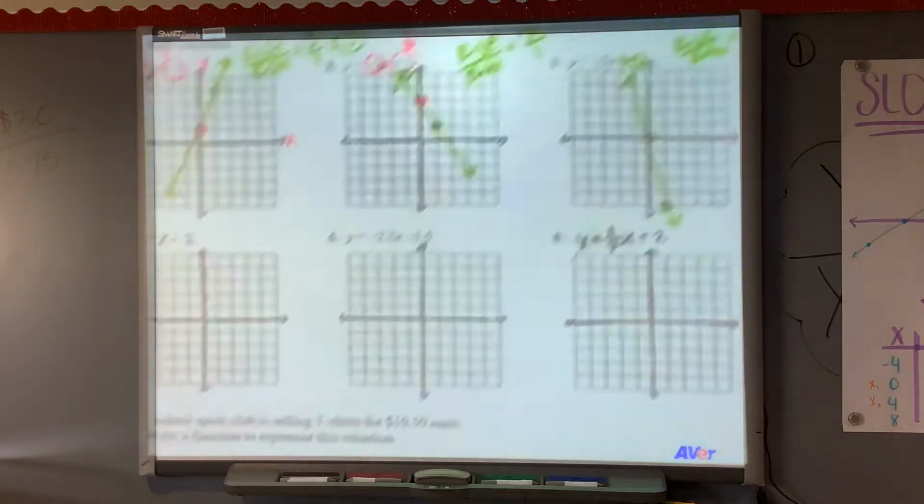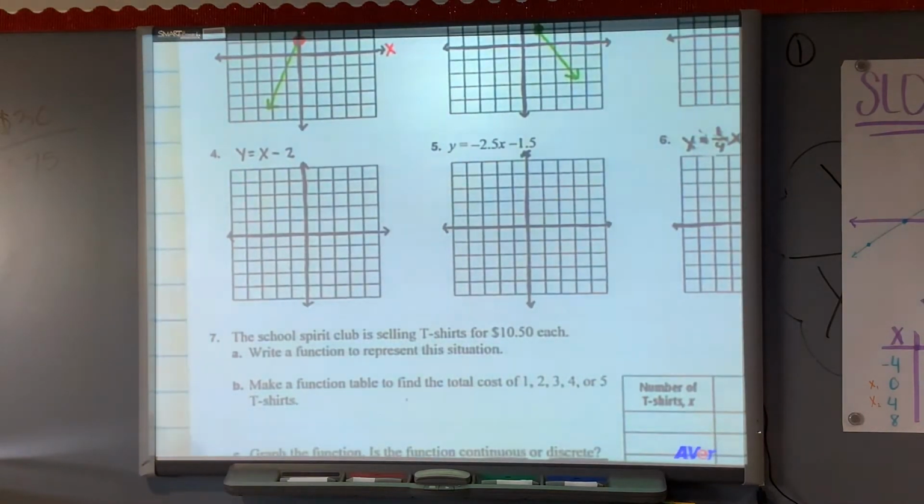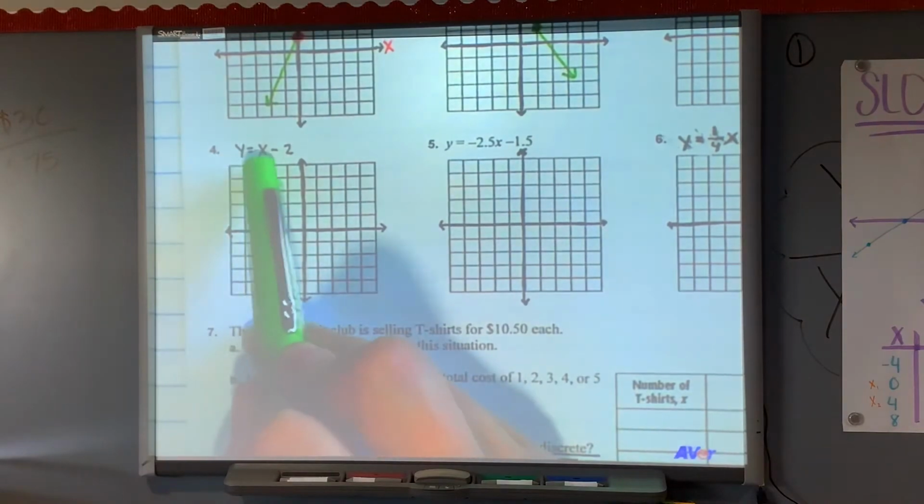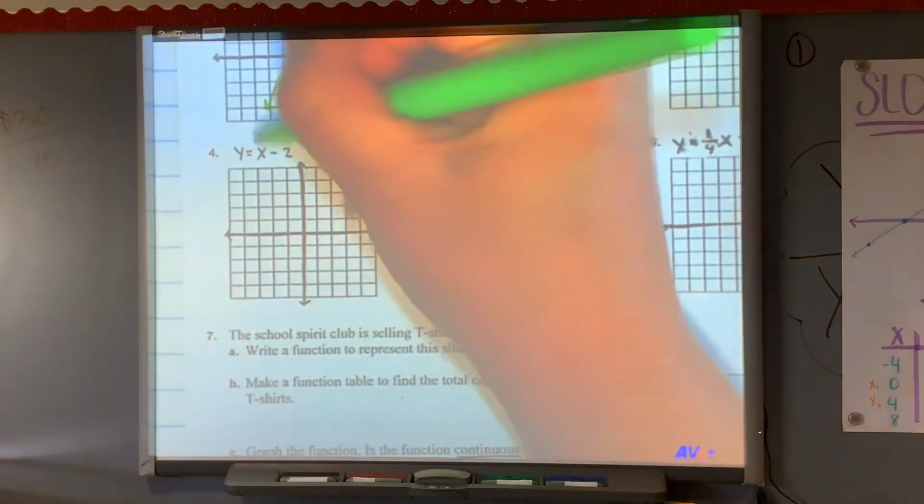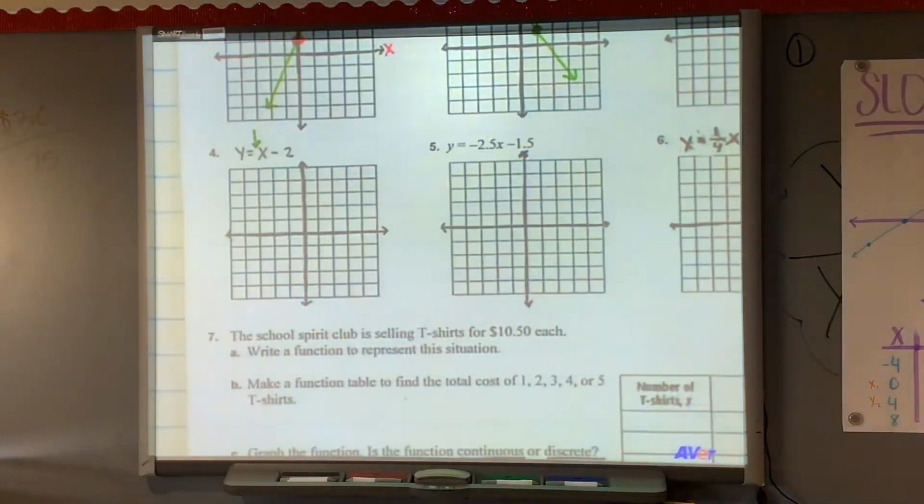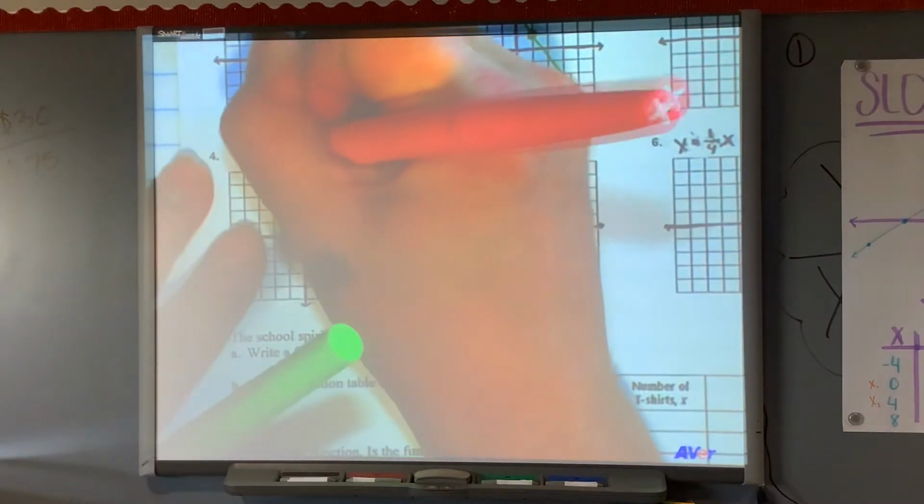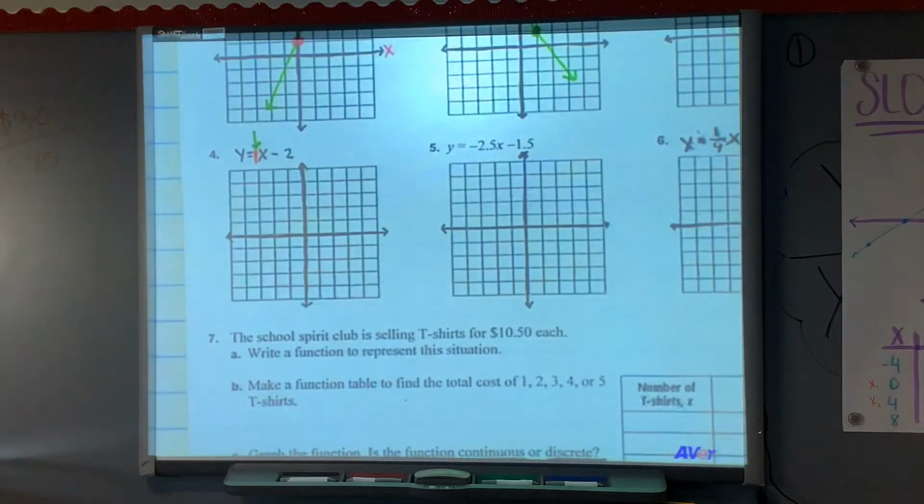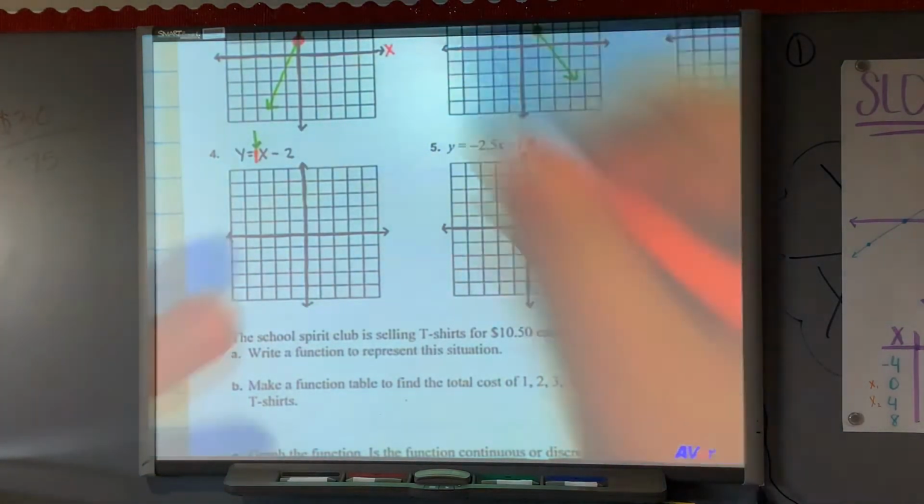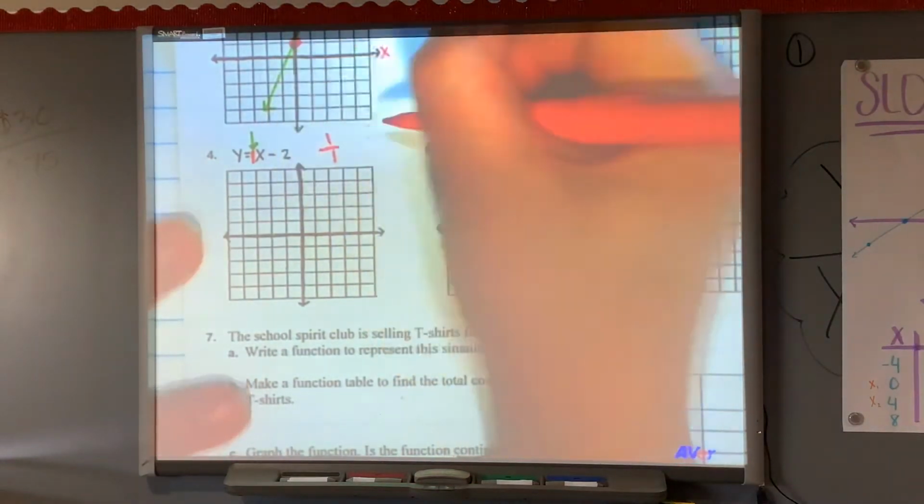Okay. Moving on to number 4. Again, we are in y equals mx plus b. You might notice that there's something missing, and it looks like our m is missing. But we know from our equations unit that there is always an invisible 1 in front of a variable, which is nice to know because that means my rise over my run would be 1 over 1.